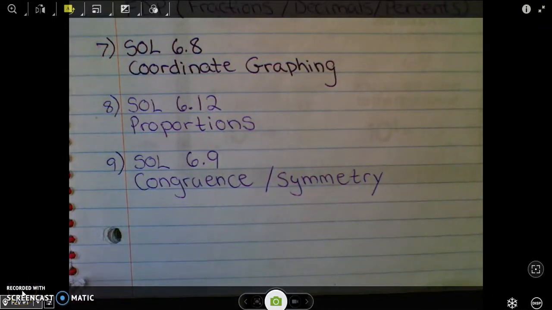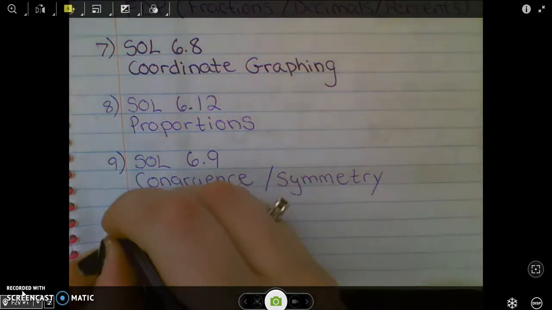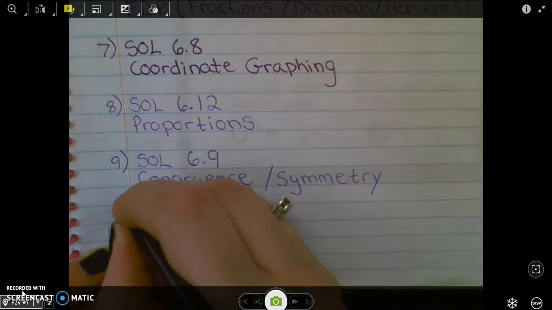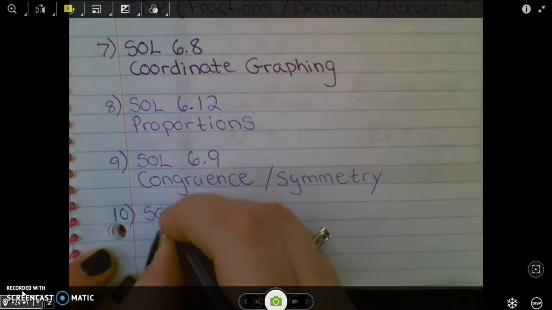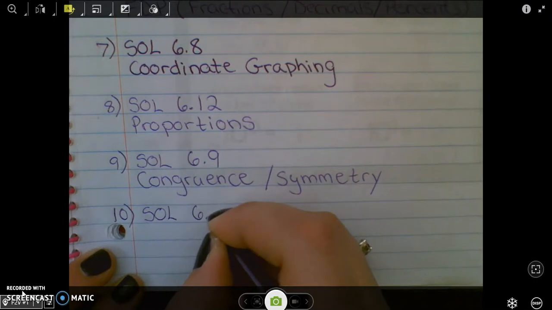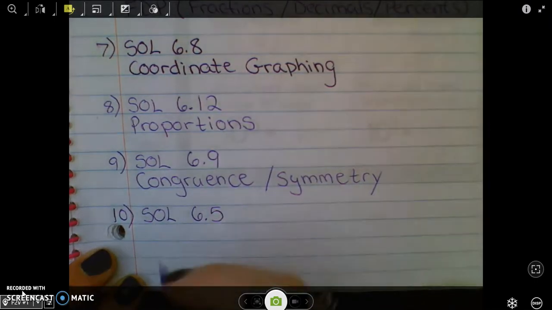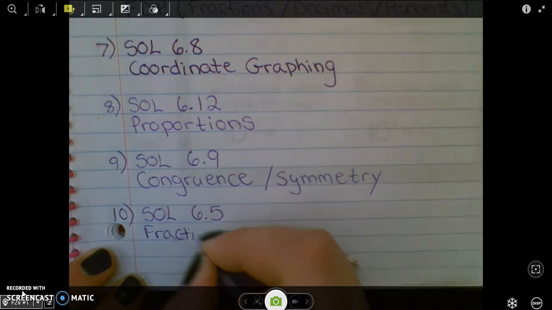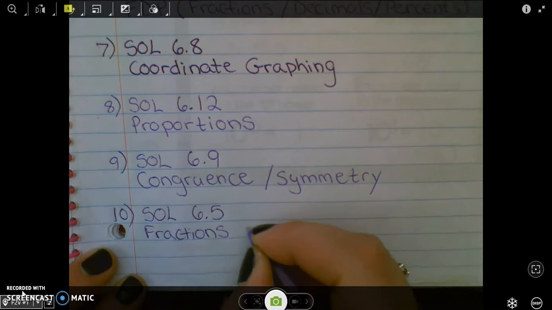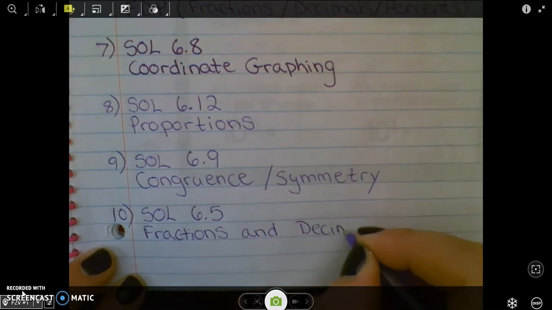Alright, so we're going to start by opening up to our table of contents. We have a new unit to add. This is going to be Unit 10 in our table of contents. It is SOL 6.5, and this is going to be kind of a large unit. We're going to cover various forms of calculating fractions and decimals in this unit. So we're just going to write fractions and decimals.